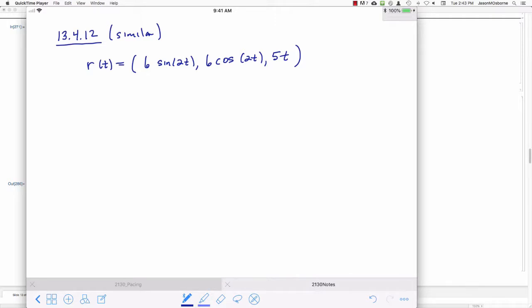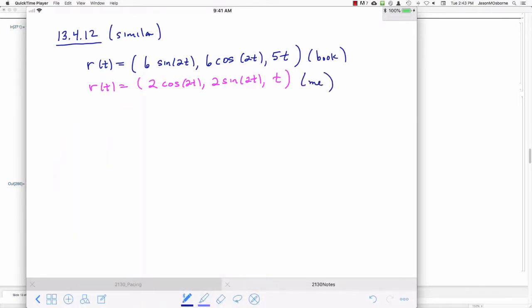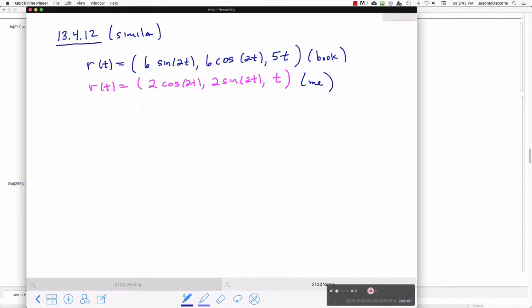Okay? So that's the curve you're given, and I would like to look at a curve r of t is equal to 2 cosine of 2t, 2 sine of 2t, and then I think I picked t for my z entry. So this is the book's example, and this is the example that I would like to talk about now. The example I picked is just easier when it comes to the plotting. The circle's not quite as big and all that.